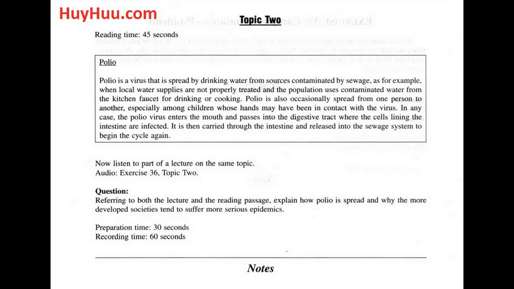Now listen to part of a lecture in a biology class. The professor is talking about polio. Epidemics of poliomyelitis have been referred to as the plague of development. Ironically, major epidemics seem to occur after there's an improvement in sanitation.